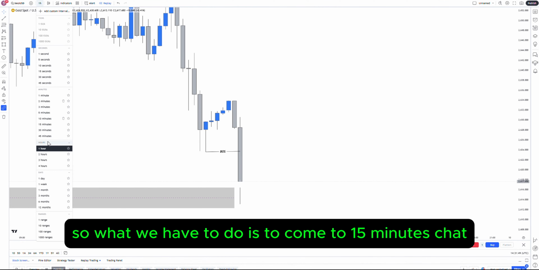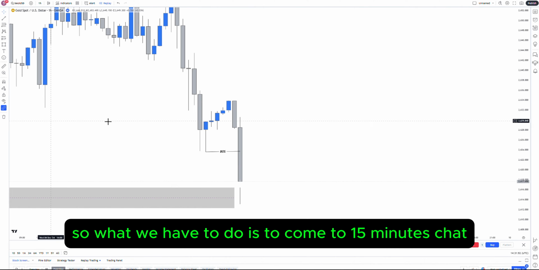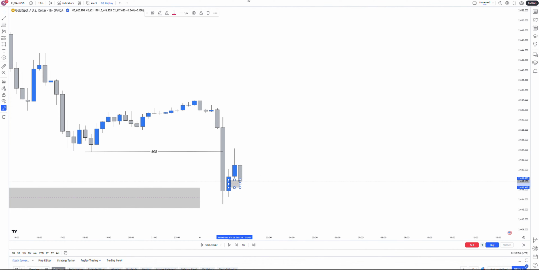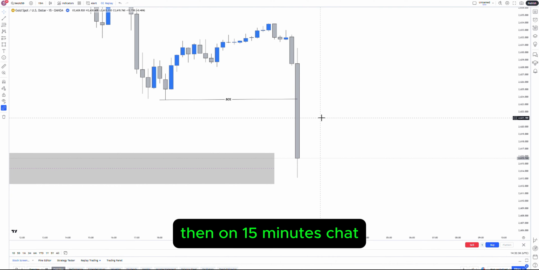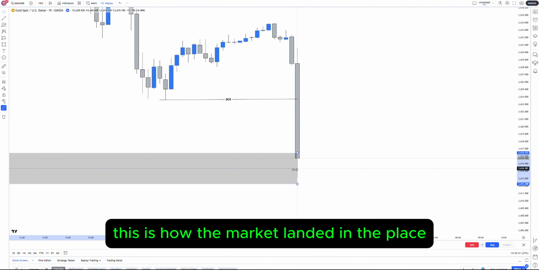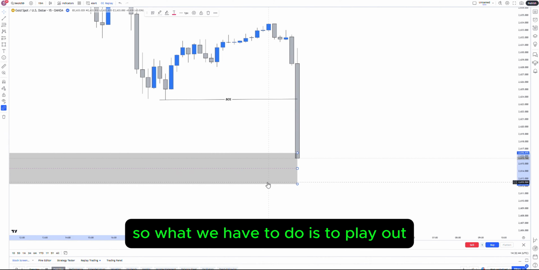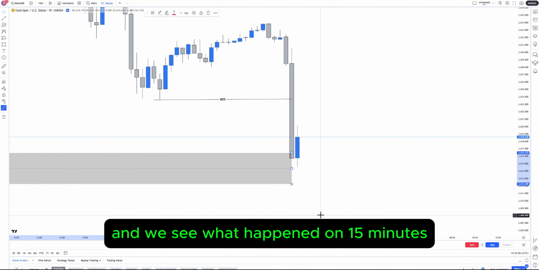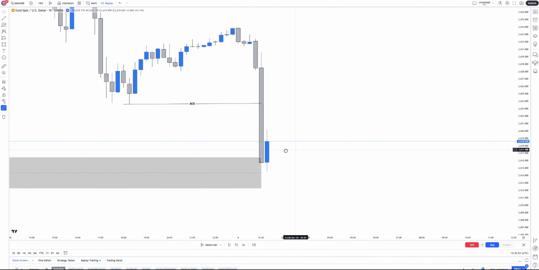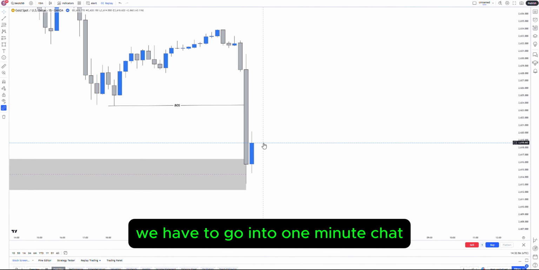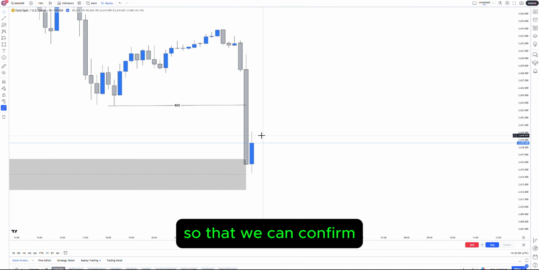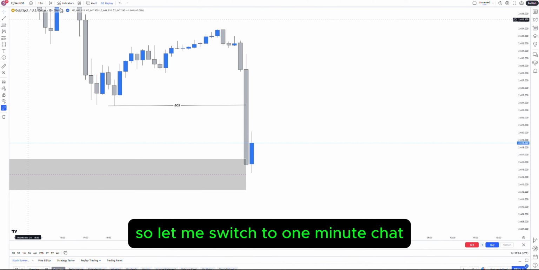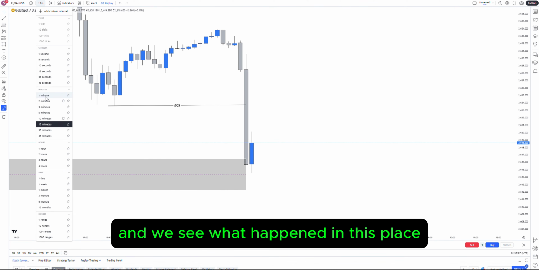So what we have to do is come to the 15 minute chart. This is how the market landed in the place. So what we have to do is play it out and see what happened. On 15 minutes, the market opened that candle. When the market opened that candle, we have to go into the 1 minute chart so that we can confirm with the entry. So let me switch to the 1 minute chart and we see what happened in this place.